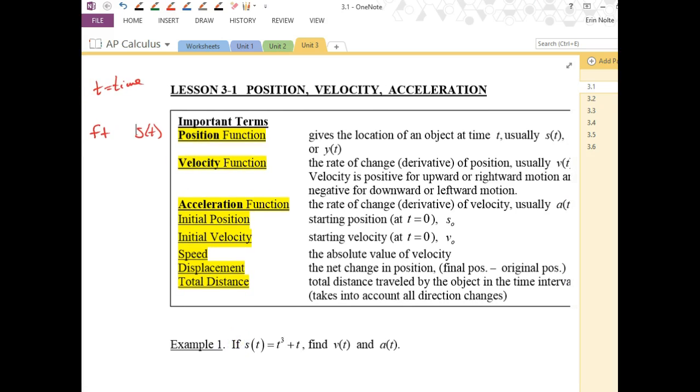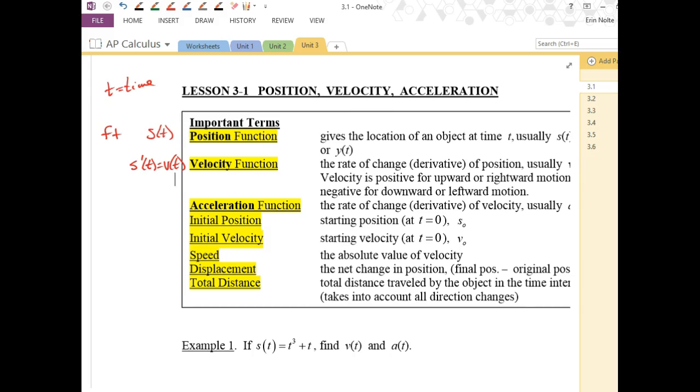The velocity is simply the derivative of the position function. So you derive it. You could write it as the derivative of the position function is equal to the velocity. If position is feet, and s of t is distance, how would you label velocity if we're using feet and seconds? Feet per second. So remember, anytime they ask you a velocity question, you need to label your answer as feet per second.